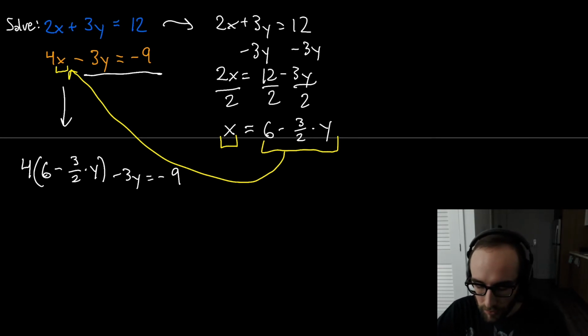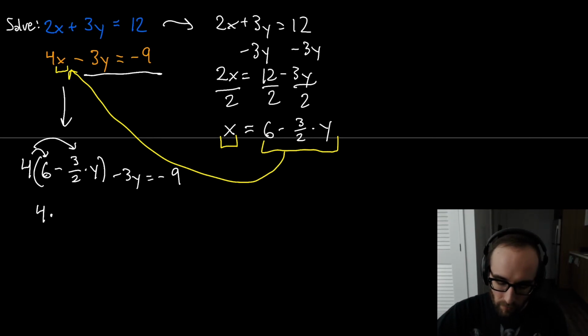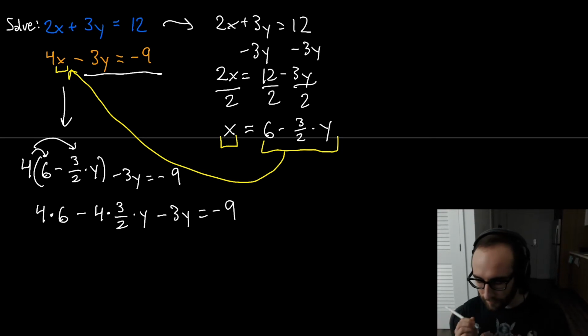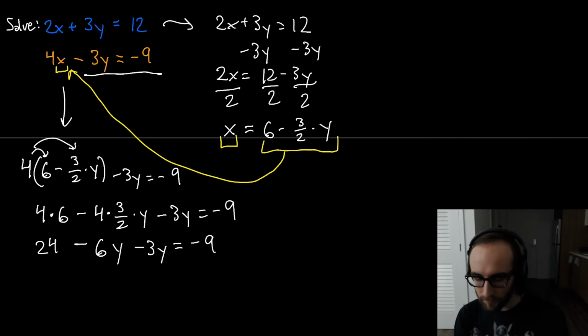So in this situation, the first thing we want to do is distribute. We have 4 times something minus something. We'll distribute our 4. 4 times 6 minus 4 times 3/2 y, minus 3y equals -9. 4 times 6 is 24. Here what we can do, we can actually just take the 4 and divide it by 2. So we get 2 times 3, or 6y, minus 3y equals -9.